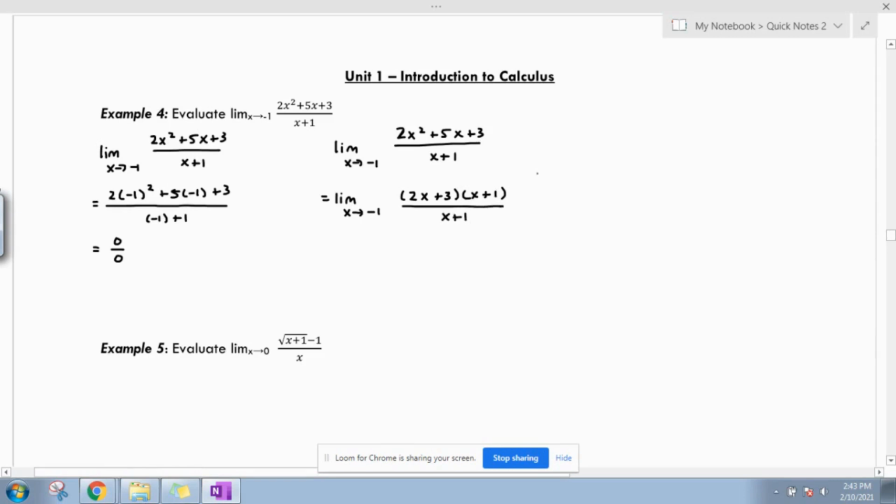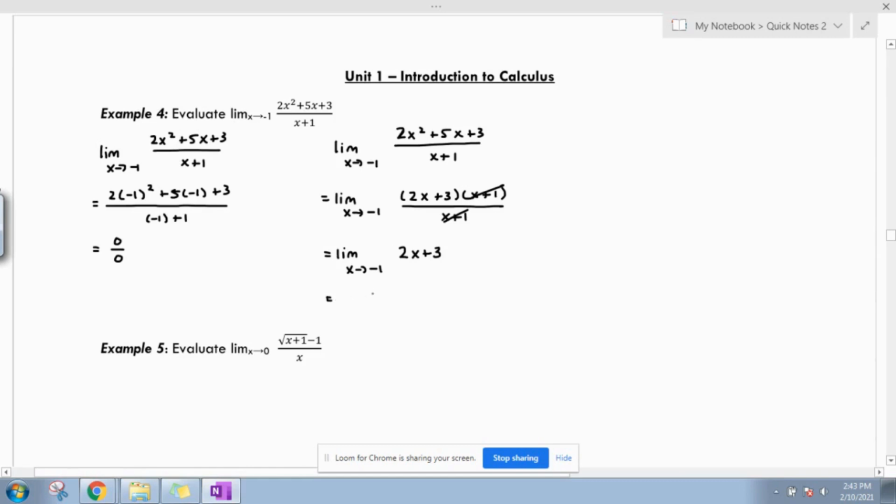Right away, I notice, hey, I can get rid of x + 1. And then I'm left with the limit as x approaches negative 1 for 2x + 3 instead. Now, I notice that x equals negative 1 doesn't cause me problems here. It won't give me an indeterminate form. So now I can do direct substitution.